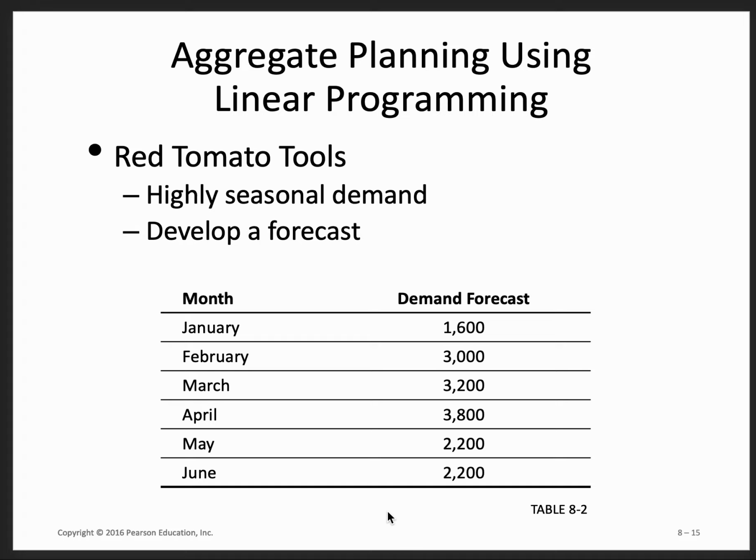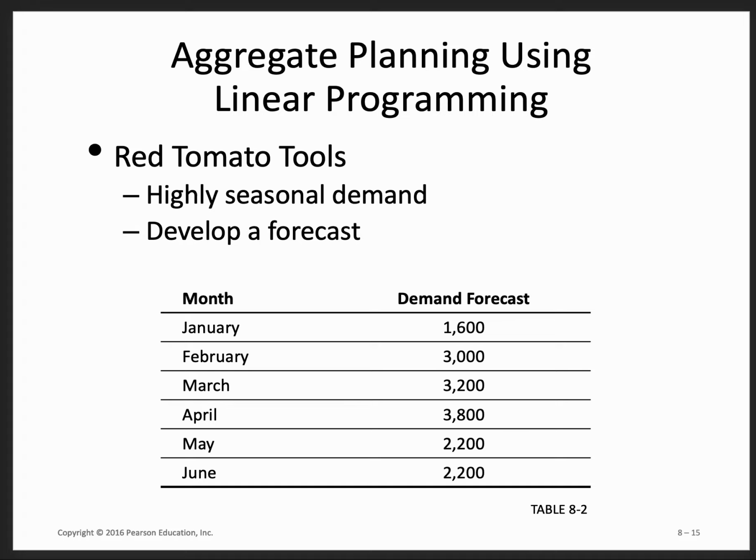A couple of things you will notice: the demand is highly seasonal. Demand from January through April increases steadily from 1600 all the way to 3800, almost more than doubling. And then it suddenly goes down in May and June. We are assuming that we are making a plan for the next 6 months, from January through June, based upon this demand forecast.